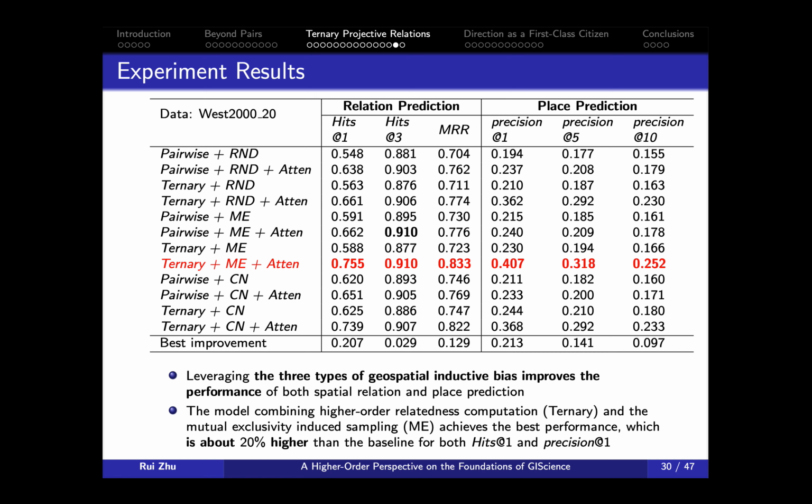First, we found that leveraging the 3 types of geospatial inductive bias can indeed improve the model's performance. Second, the model, which combines the high-order relatedness with the mutual exclusivity-induced negative sampling, achieves the best result, which is about 20% higher than the baseline. This is shown in the red line here.